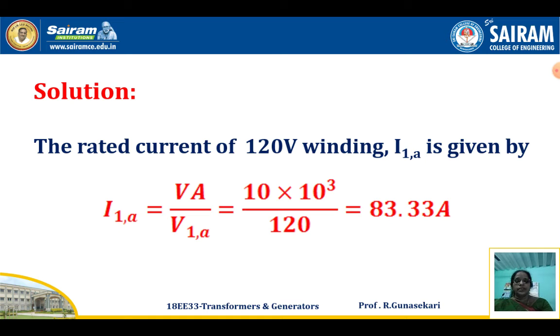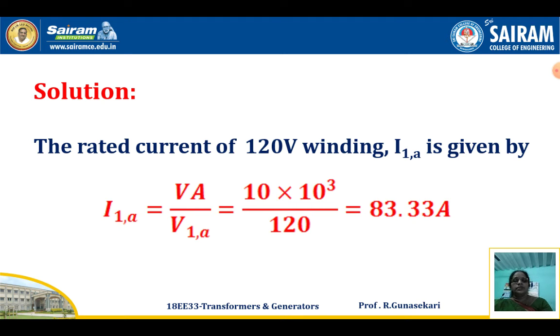So I1 is equal to, normally current is nothing but what? VA divided by voltage. So why am I using this formula? I know the value of kVA, and I know the value of the voltage. From these two values I get the rated current of the 120 volt winding. Therefore I1 equals VA divided by V1.